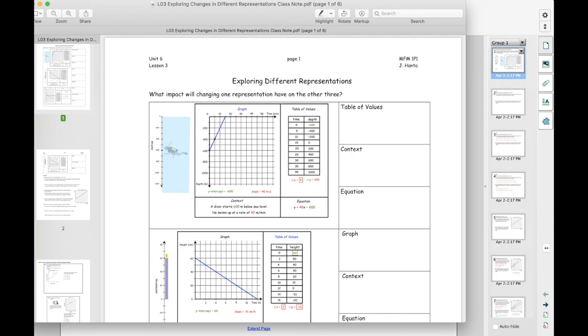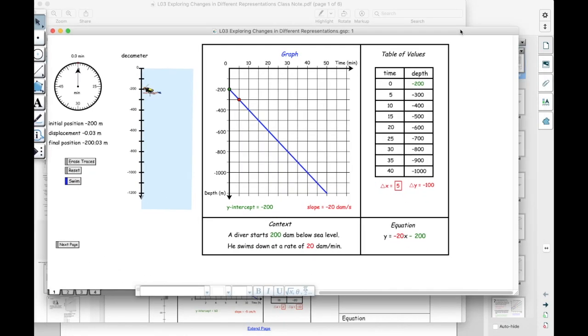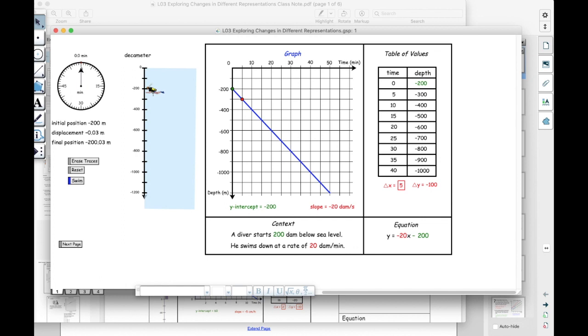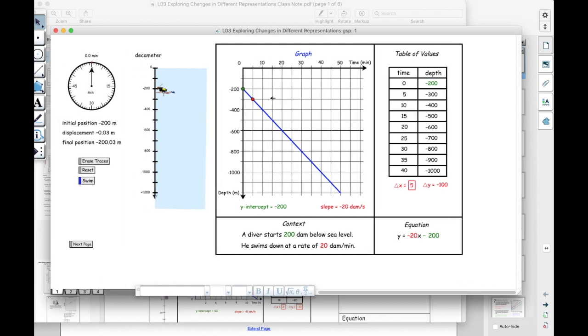First thing we're going to do is I'm going to move to my GSP sketch here. And I'm just going to pause momentarily so you can get set up with your notes.